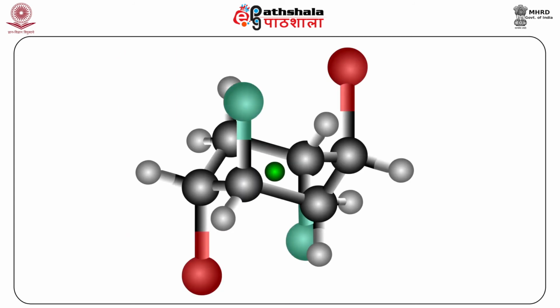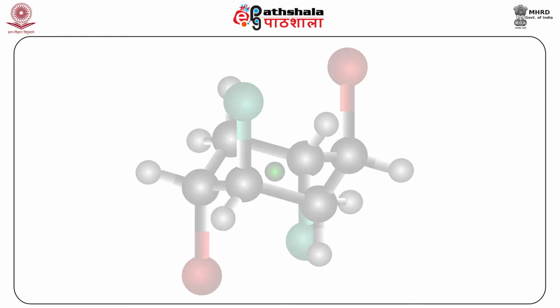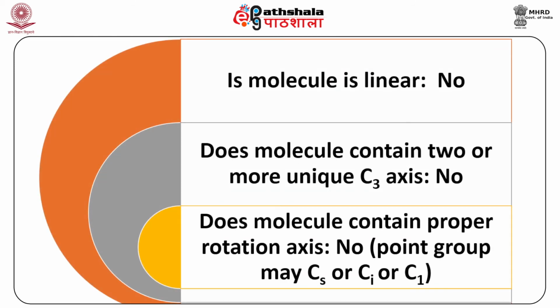Taking the next example into consideration, we have the symmetry elements and operations in the case of a cyclohexane, that is dibromo-dichlorocyclohexane. The molecule is obviously not linear. Does the molecule contain two or more unique C3 axes? No, it does not. Does the molecule contain a proper rotation axis? The point group may be Cs or Ci or C1 if it does not.